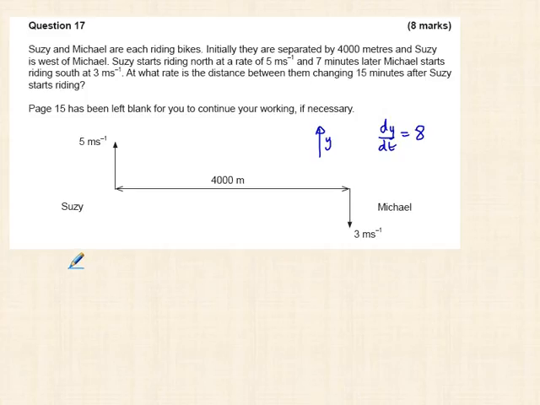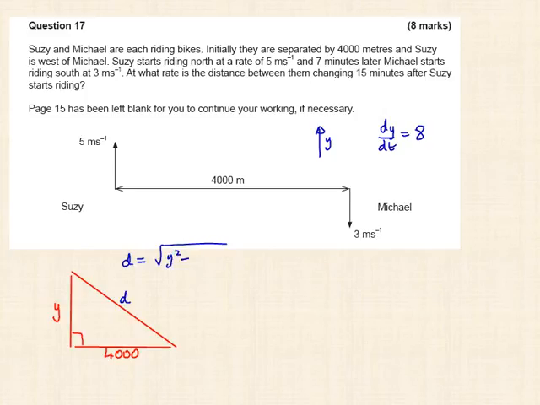The actual distance between them is like this. And this is the separation here that we've called y. And we know that this remains at a constant 4,000. So if we call this d, then by Pythagoras, d would be the square root of y squared plus 4,000 squared.